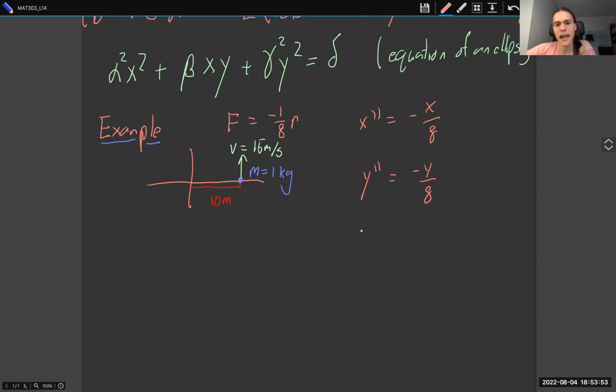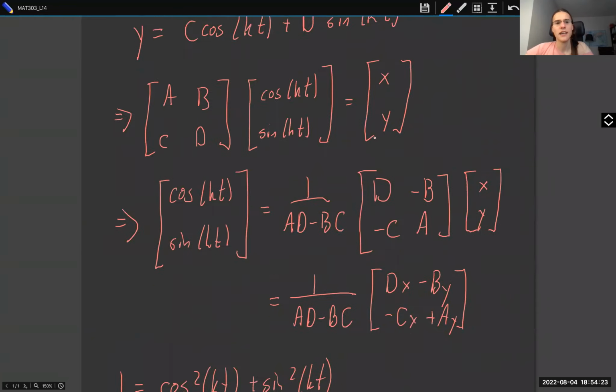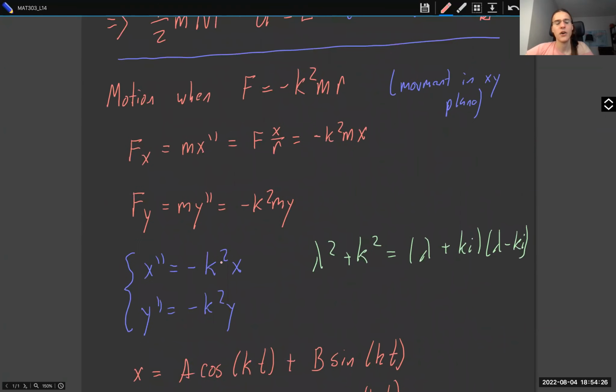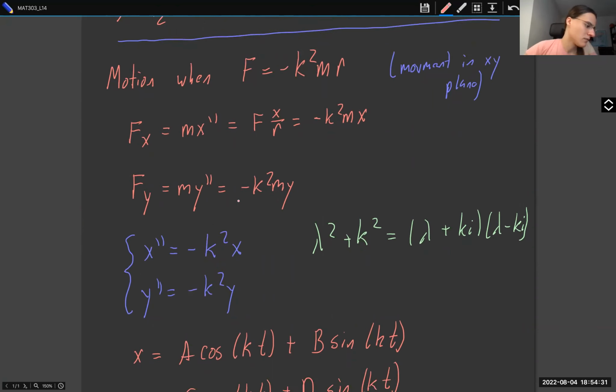We have that x of 0 is equal to 10, y of 0 is equal to 0. x prime of 0, it has no x components of motion, and y prime of 0 is equal to 15, right? So if we have the differential equation, the solutions that we'll see, k here is 1/8.